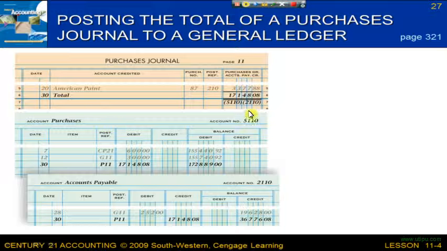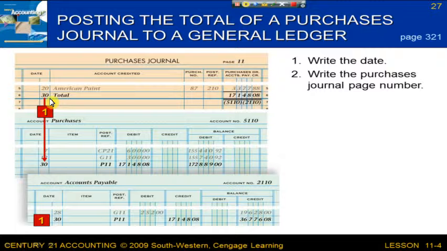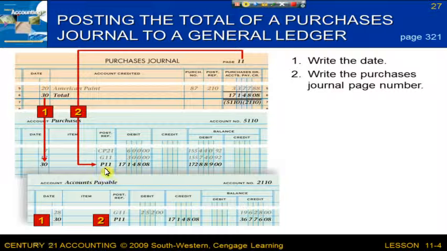So we're going to come to purchases. Step number 1, we write the date. Again, it's the last day of the month. Step number 2, we're going to write where the information came from. This is from P11, so it goes in the post reference.